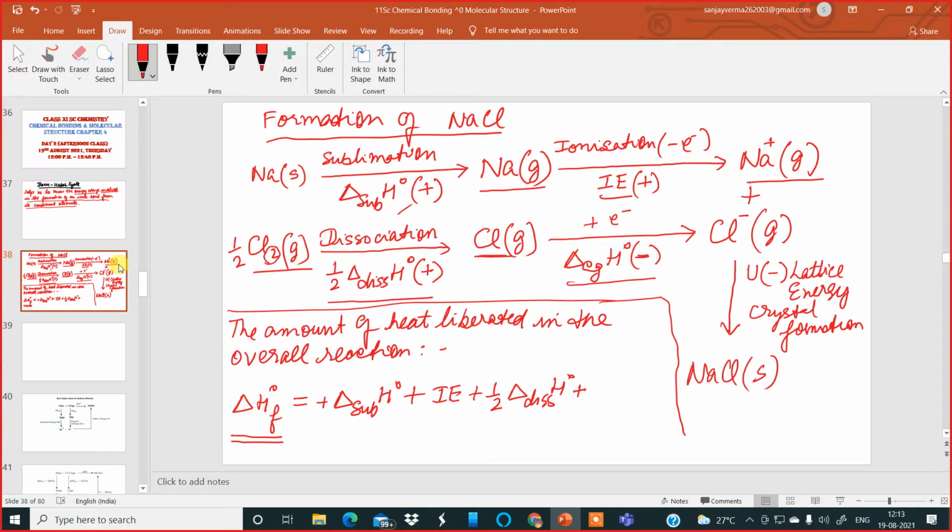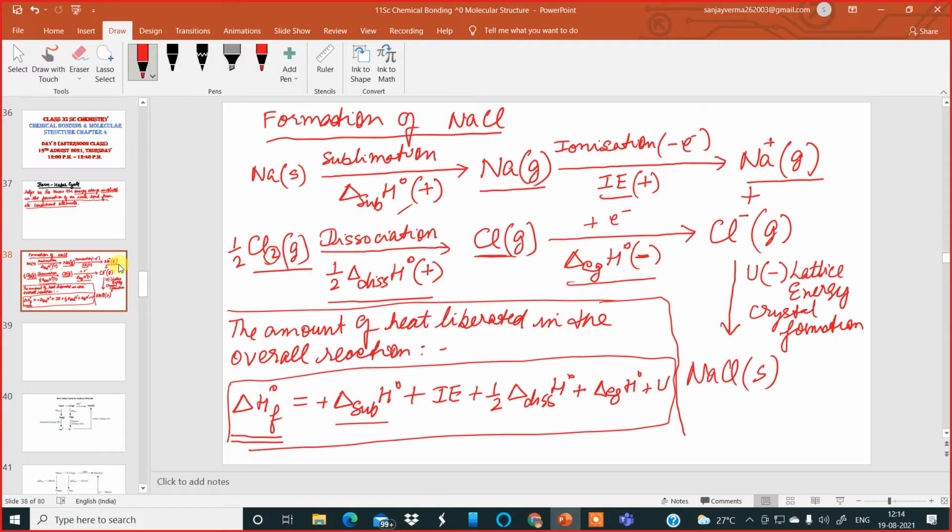plus delta Eg H naught and plus U. So this is the formula to calculate the heat of formation of sodium chloride. Enthalpy of sublimation, ionization energy, half of dissociation energy, plus electron gain enthalpy, plus lattice energy. And if in the numericals the symbol for the lattice energy is minus, so minus will enter over there, in the lattice energy also here. So you can accordingly calculate and get the value of delta H naught F, heat of formation.